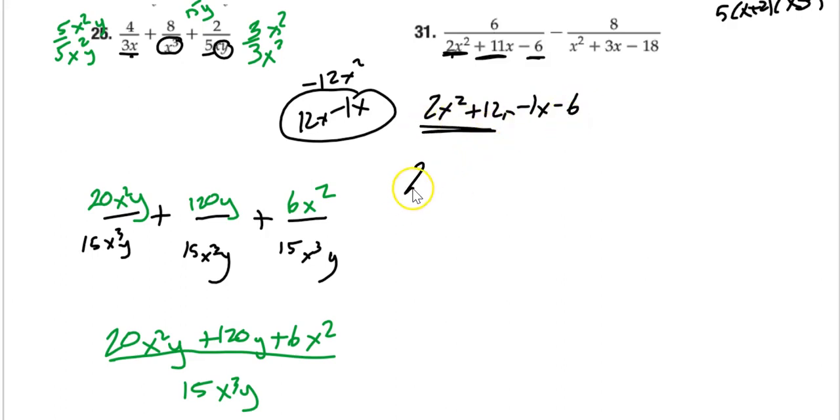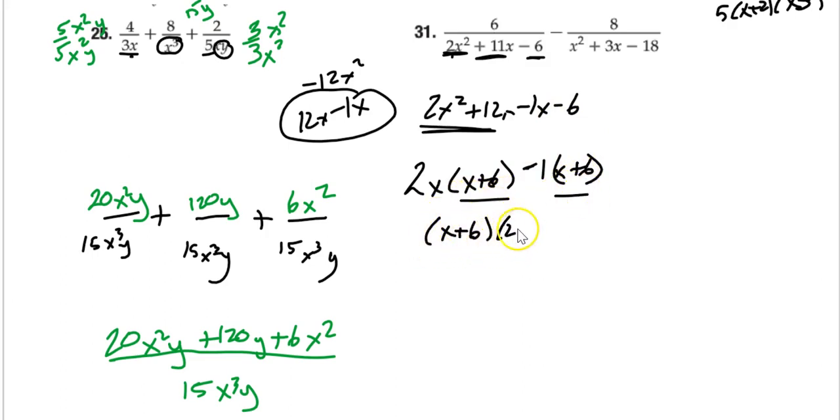These both have a 2x in common. These have, remember, always bring down the middle sign. They have nothing in common, so put a 1 on the outside. Negative 6 divided by negative 1 is a positive 6. That's how these match. X plus 6, 2x minus 1. So there we go.